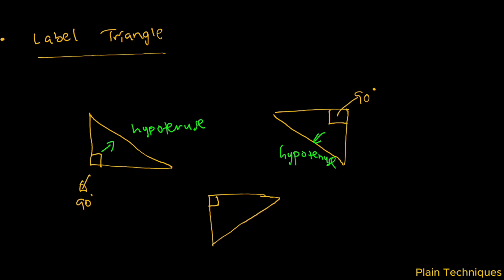All right, let's resume. You can see that this is your 90 degrees. So this is my 90 degrees, and it's pointing in that direction. What does it mean? This will be my hypotenuse. All right, so we are still continuing with how to label a triangle.